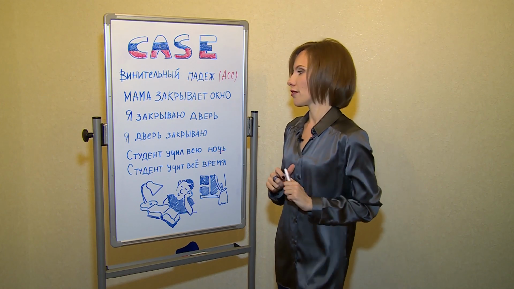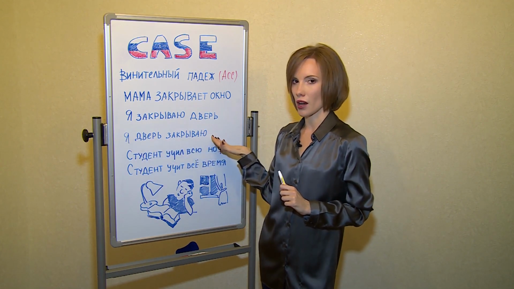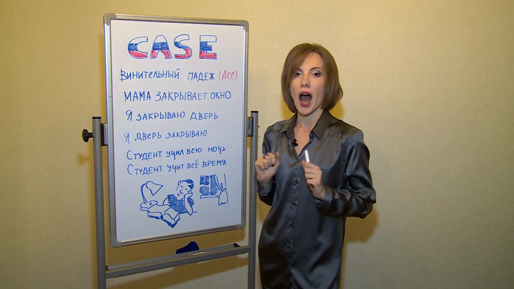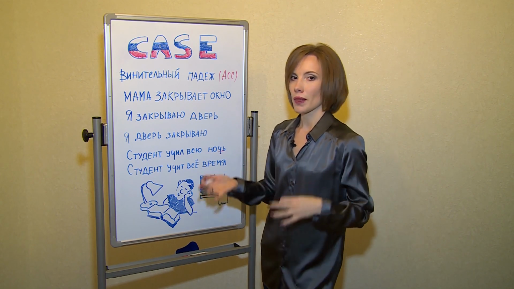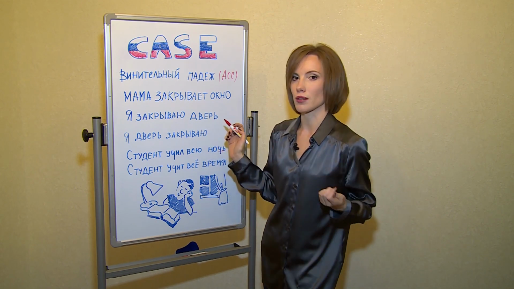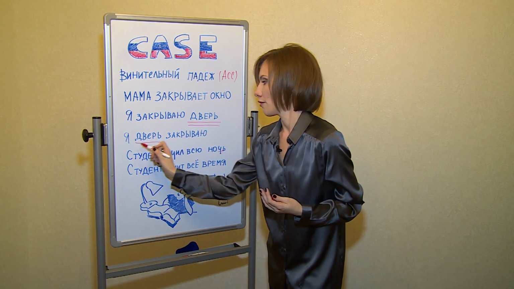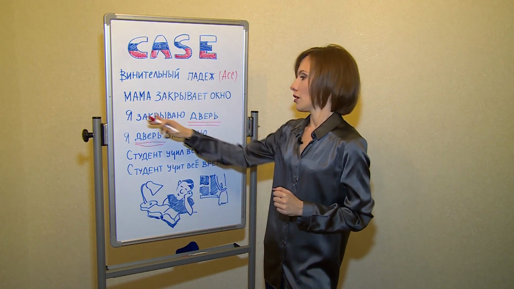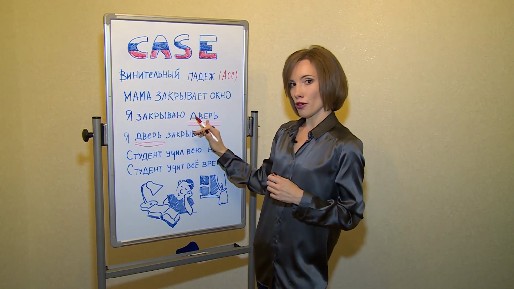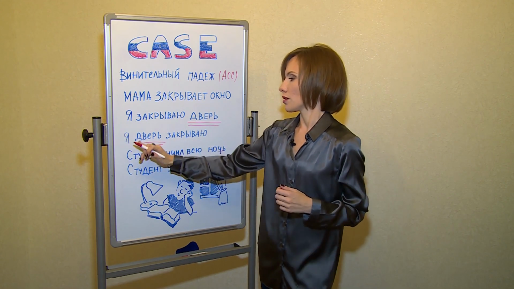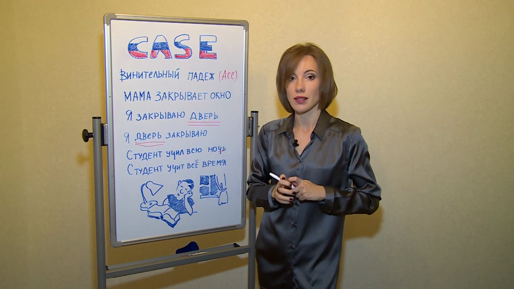Next, a very interesting thing. Я закрываю дверь. Я дверь закрываю. The meaning is the same. I close the door. But I can put the direct object, дверь, before the verb or after the verb. First option, after the verb. Second option, before the verb. The meaning is the same.